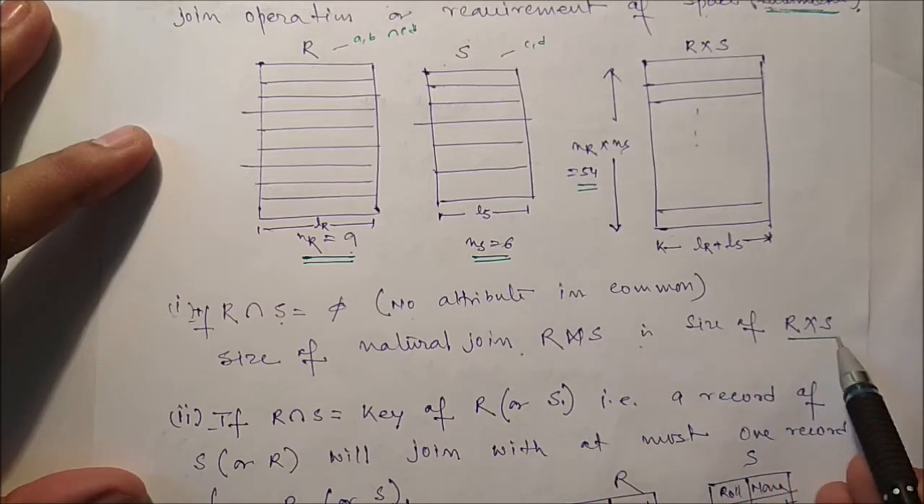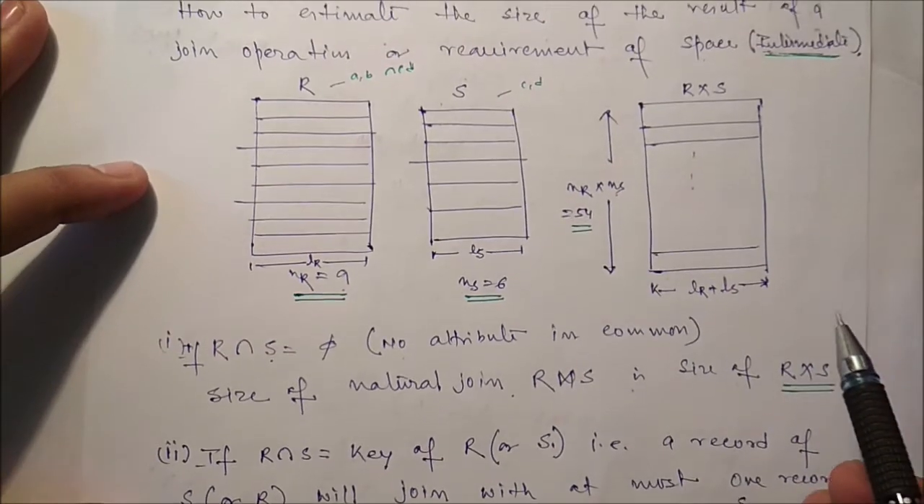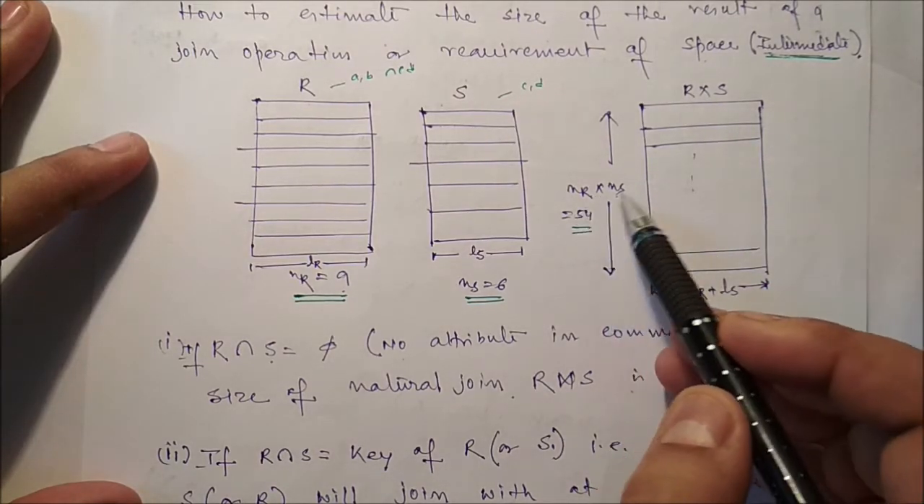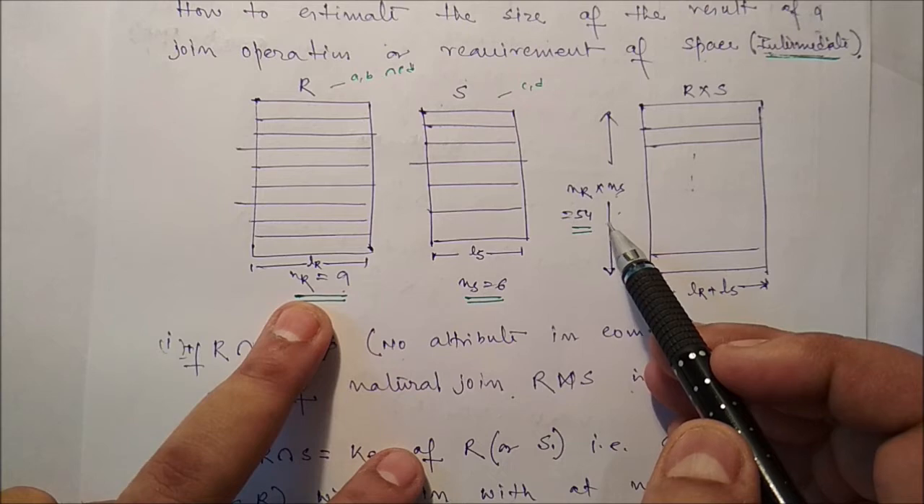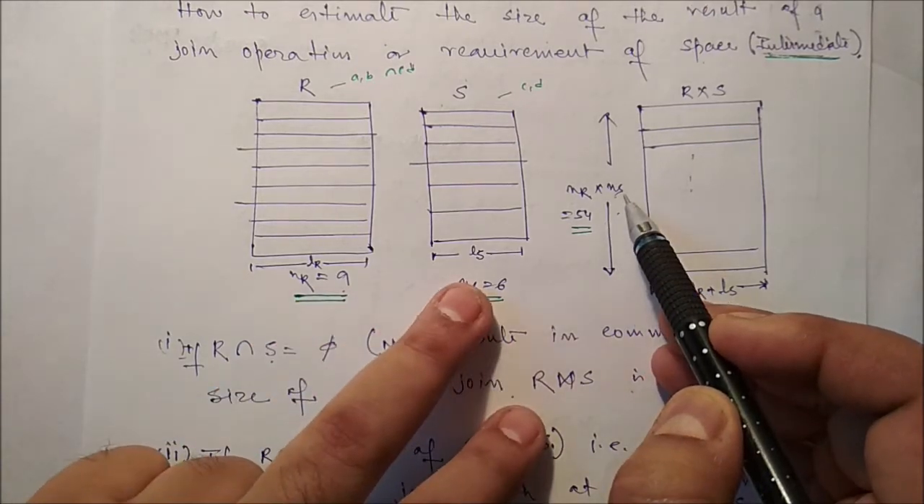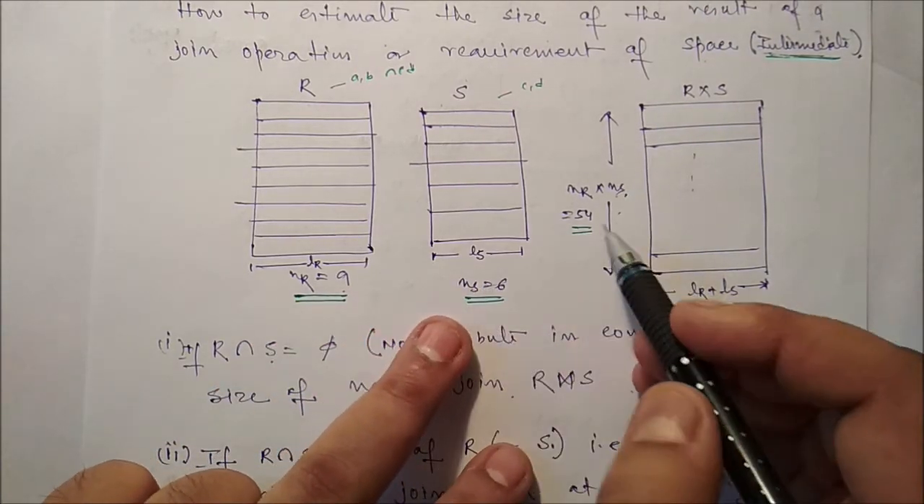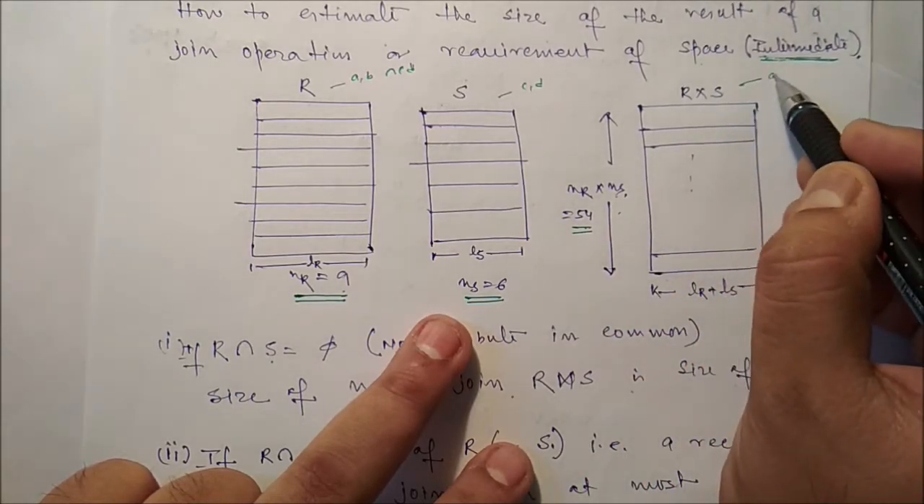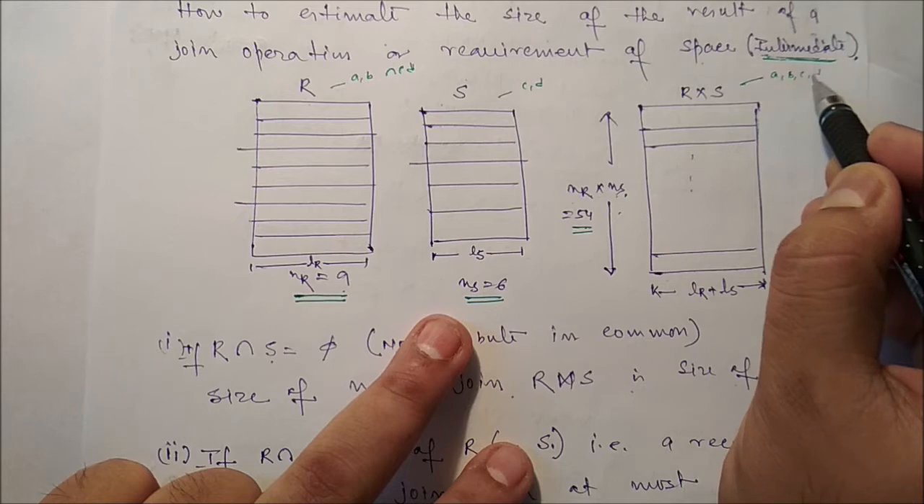So if it is the case, now the size of the natural join is what? Size of R cross S. So what will be the size of this particular table? nr into ns. nr is the size of the R table, and ns is the size of the S table. So the total size will be 54, and what will be the total number of attributes? It will be A, B, and C, D.